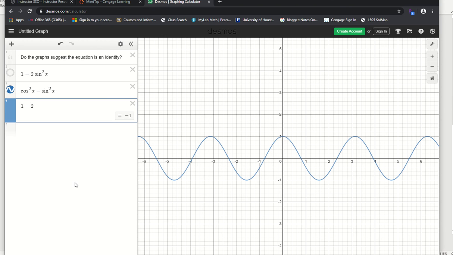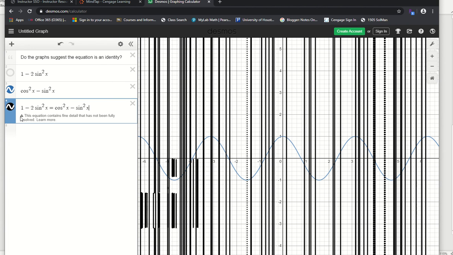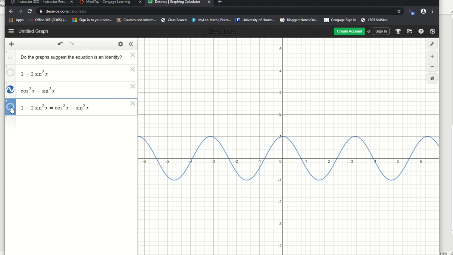Sorry. I'm continuing. So anyway, the equation you're looking at is 1 minus 2 sine squared of x equals cosine squared of x minus sine squared of x. Ignore that, I just have that typed out for you. So there's the left-hand side and there's the right-hand side. The way you can check if they're an identity, and I mentioned this before, is if both graphs are in the same exact spot, then they are an identity.